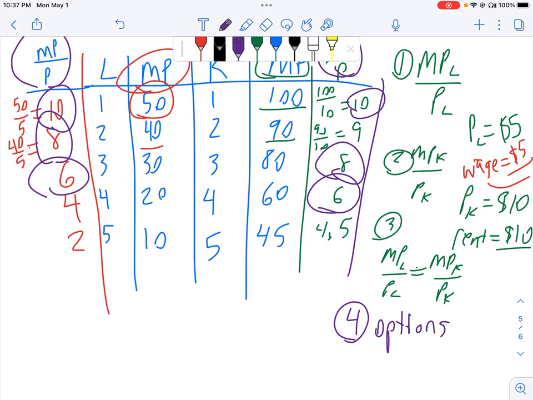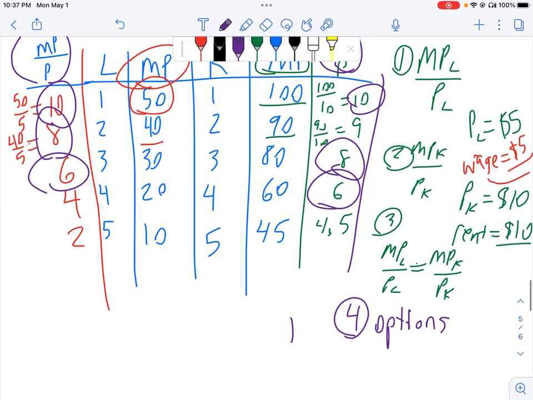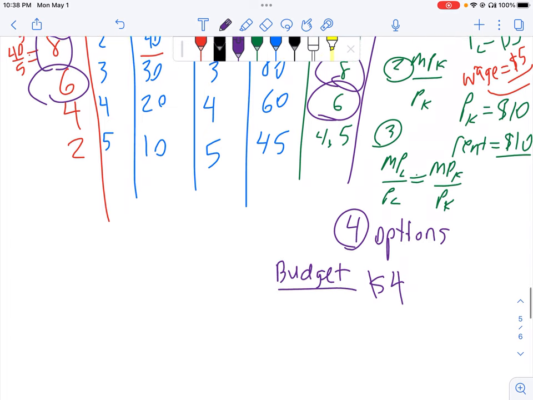Okay. So now that we have our options here, we have to figure out which one we can afford. For that, you need to think about what our budget is. So our budget, let's just say for instance, is $40.